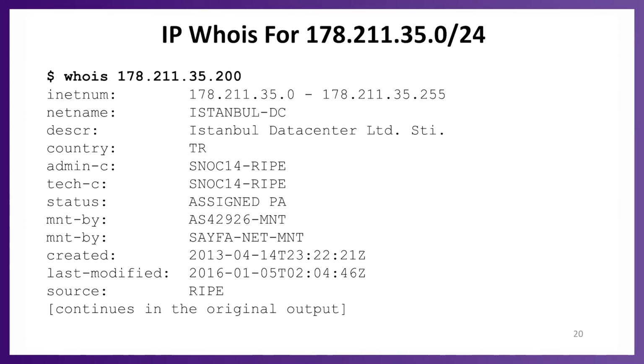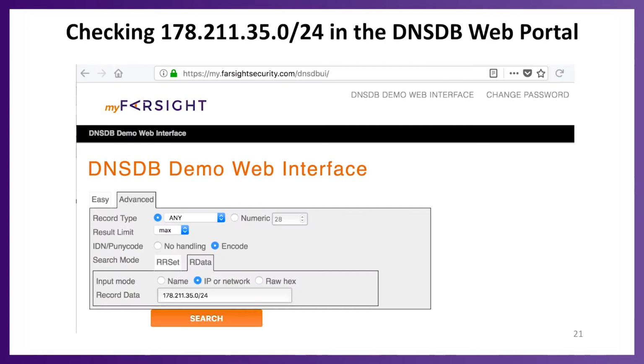This is what the IP whois looks like for the address that we had received this message from. It's the Istanbul Data Center Limited, a Turkish outfit. You can see that it was basically created in 2013 and last modified in 2016. So it's been around a while and is relatively stable.